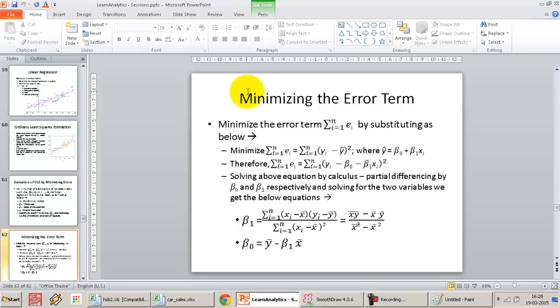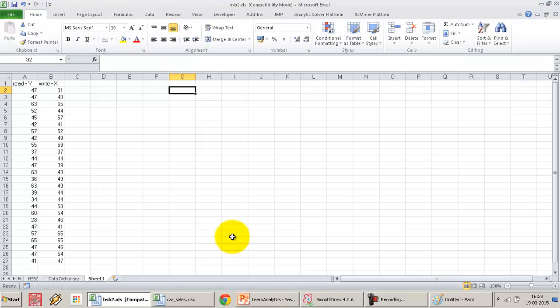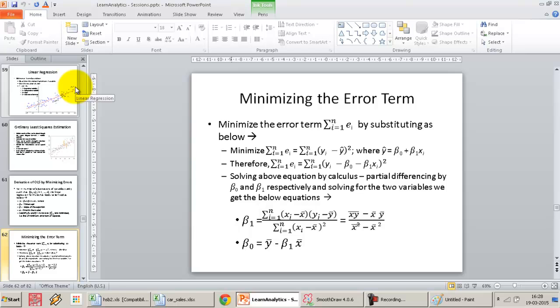We need to figure out what the slope and the intercept are, such that it follows a function where y is the intercept plus beta 1 times x. So let's look at this. I want to calculate beta 1 first. Beta 1 first needs the average of x into y.